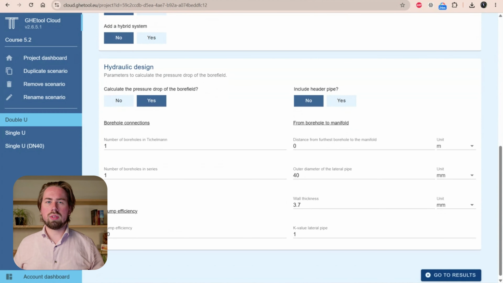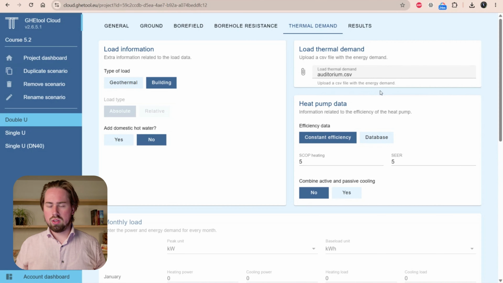It will be 8 boreholes of 150 meters borehole depth. Set a double DM32, monopropylene glycol 25%, and a constant temperature difference. So basically, every hour, our pressure drop will be calculated, as well as our thermal effects. So this is with an hourly varying flow rate, and our thermal demand, active cooling, SEER 5, and our auditorium load profile.